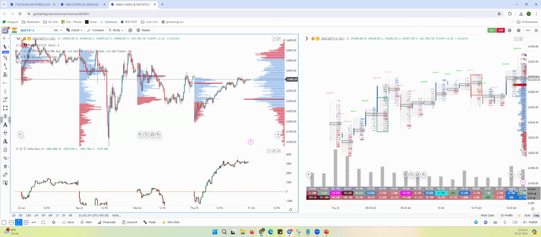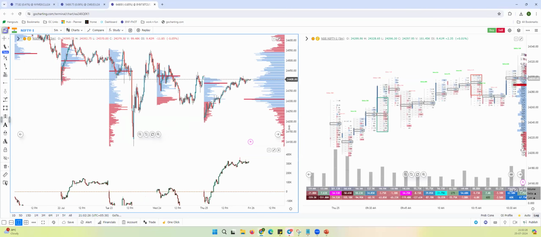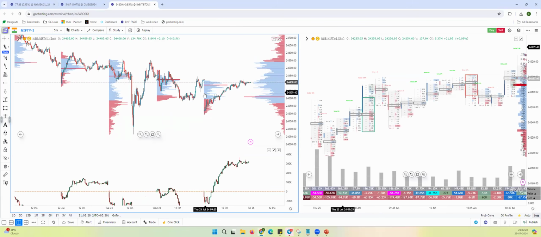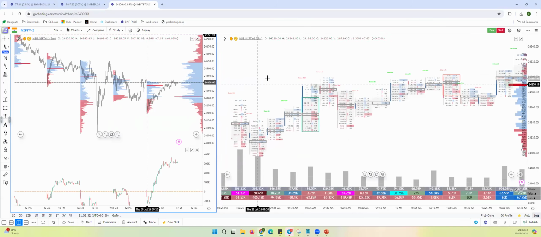Any more questions? So this is largely most of my setup that I use. I use the volume profile. I use the order flow on the right side. That's it.